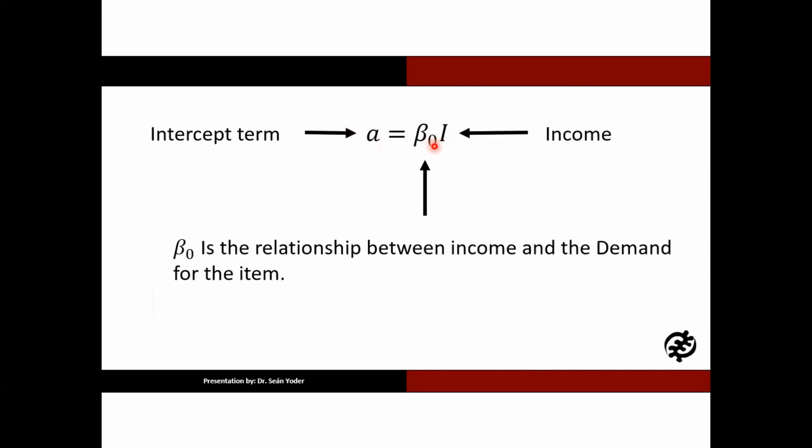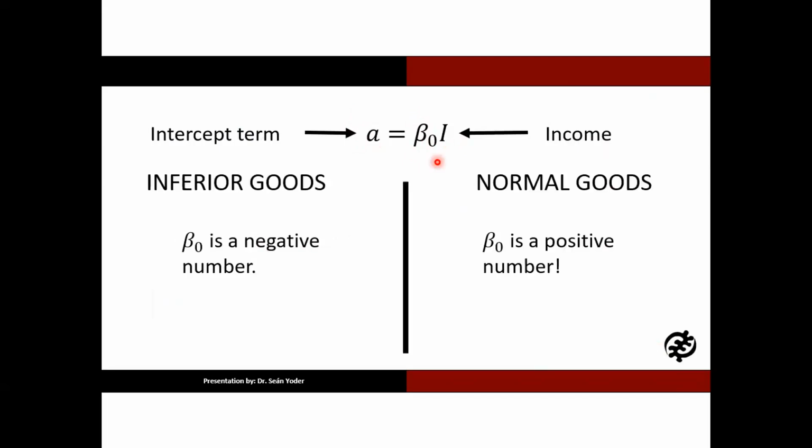But understand beta naught is just the relationship between income and the demand for the item. So what happens? There are two types of goods. If it's a normal good, and most goods are normal goods, beta naught is a positive number. But if it's an inferior good, and inferior doesn't mean bad, more on inferior in a minute, this beta naught will be a negative number. It'll have an inverse relationship.